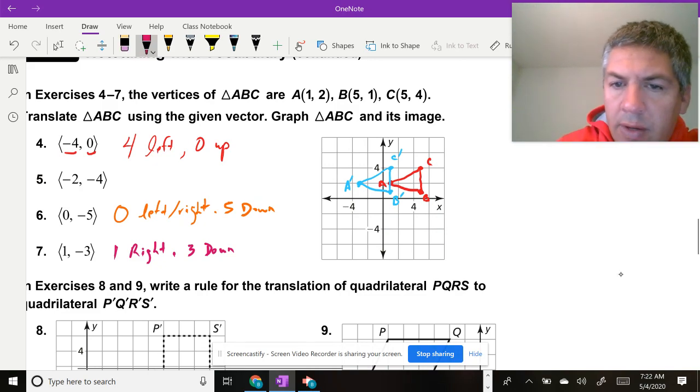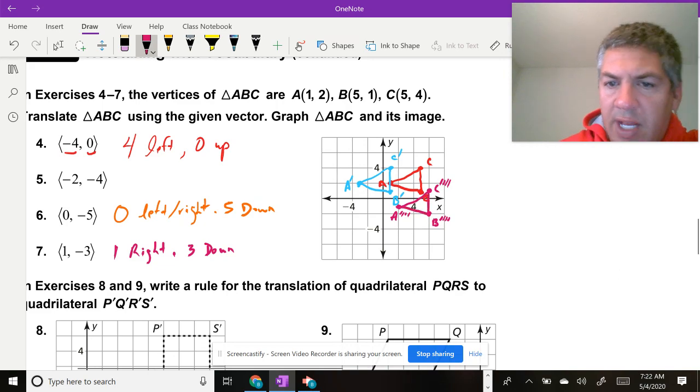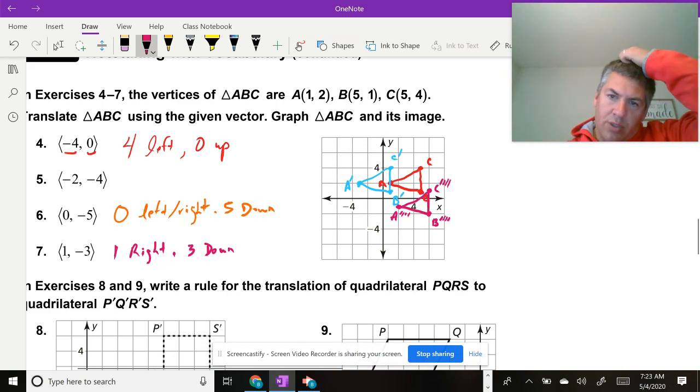So 1 right, 3 down will take us to right there for A. 1 right, 3 down will take us to right there for C. 1 right, 3 down will take us right there for B. And since we've done 4 movements, we'll call that quadruple prime. Normally we don't worry too much about moving things 4 different times, but you can see the whole picture of that triangle moves in that scenario.